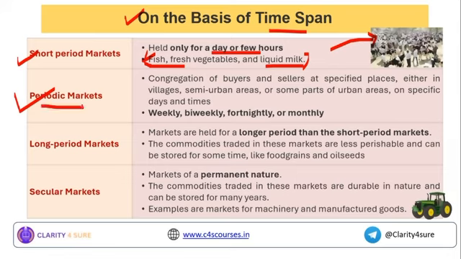Next is periodic markets. Periodic markets are congregations of buyers and sellers at a specified place, either in a village, semi-urban area or some part of an urban area, on a specific day and time. We know on which day of the week, and the timing is also specific, right? Let's take an example: on Friday from 11 to 5 there will be a market held in a particular area. It is fixed. You can just go and visit that market on that particular day and time. It could be weekly, bi-weekly, fortnightly, monthly, etc.